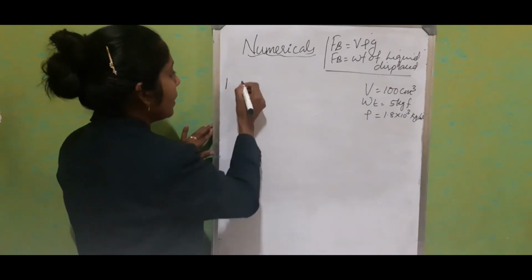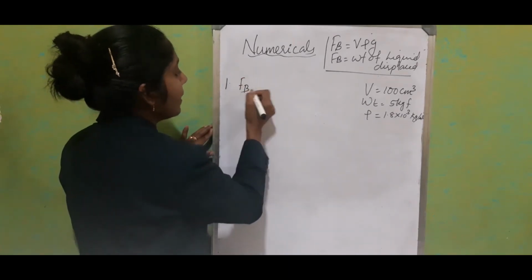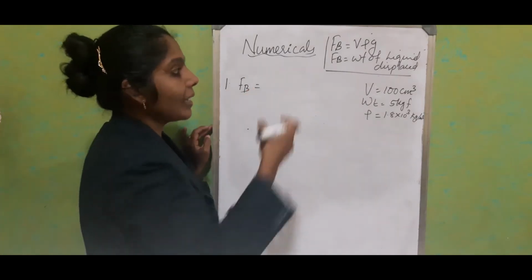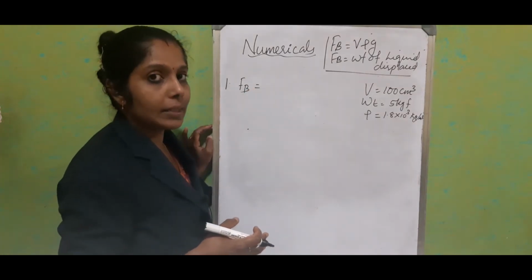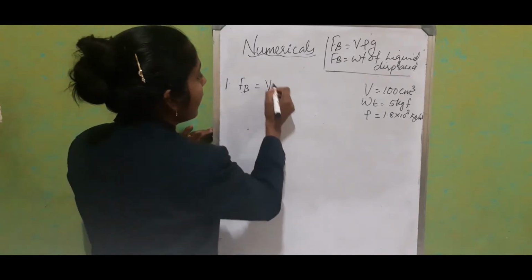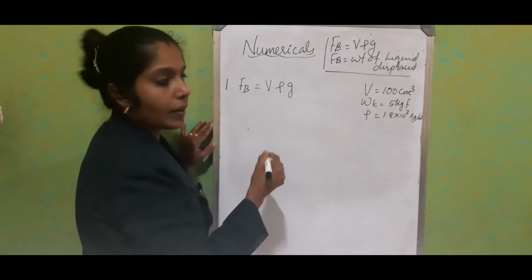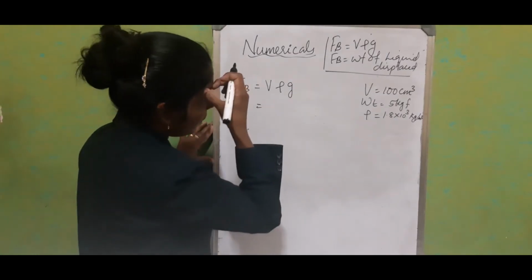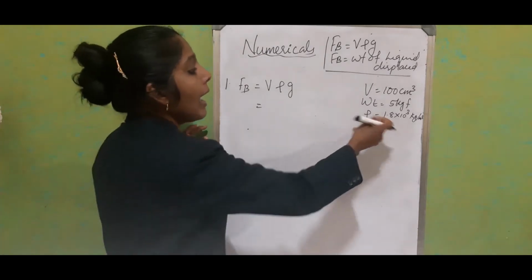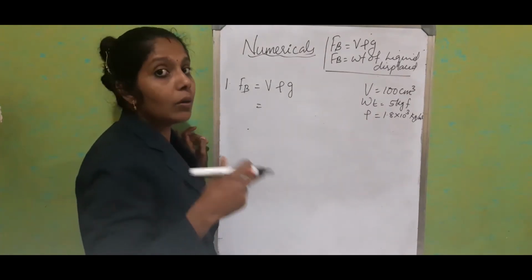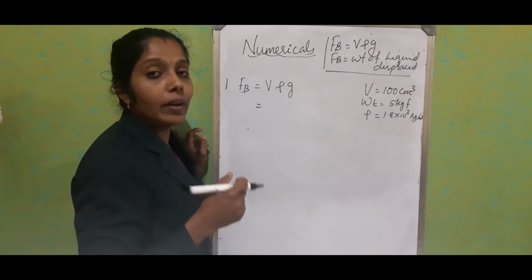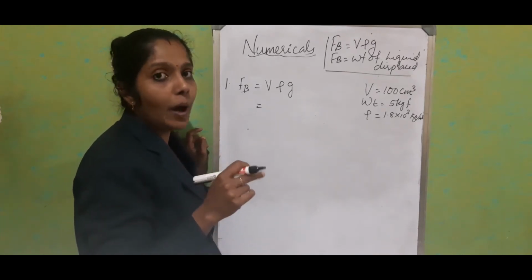So what is the equation to find out upthrust? We have to find out the upthrust, and it is in terms of the weight of the liquid displaced. So let us find out the upthrust first. V rho g. The volume is 100 centimeter cube and density is given in kilogram per meter cube. So how can we convert centimeter cube to meter cube? We have to multiply by 10 to the power minus 6.